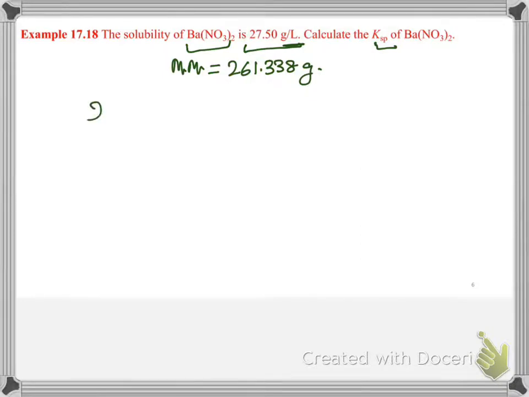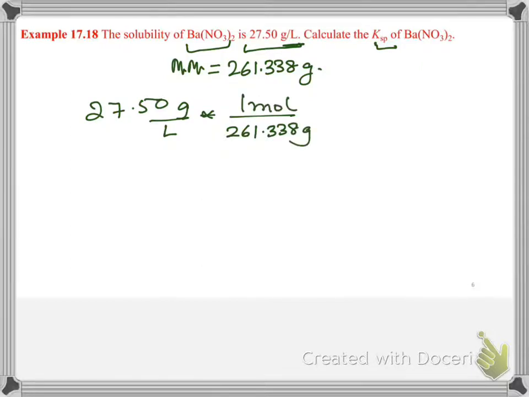So if you have 27.50 grams per liter solubility, and 261.338 grams equals 1 mole, that will be 0.1052 moles per liter. So the first step is to convert. If the solubility is given in grams per liter, you have to convert it to moles per liter. If it is given in moles per liter, then you don't have to do this step.